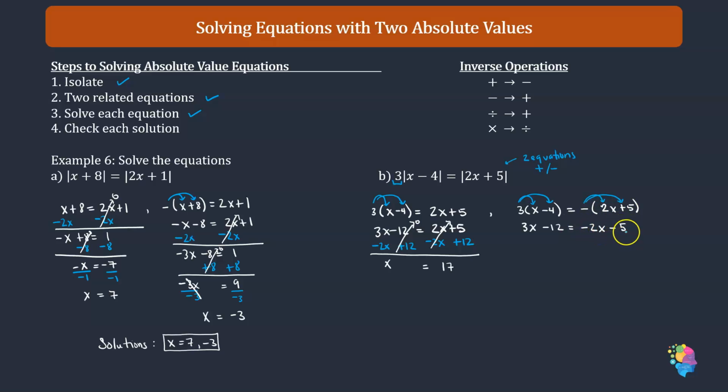I'm going to do it again. I'm going to do two steps. I'm going to move the variables to the left side, while the constant gets moved to the right side. So 3x plus 2x is 5x. This is going to go to 0. Don't lose the equals. This one also goes to 0, and negative 5 plus 12 will be 7.